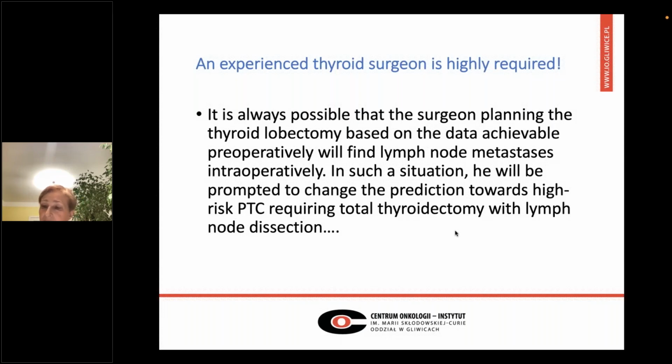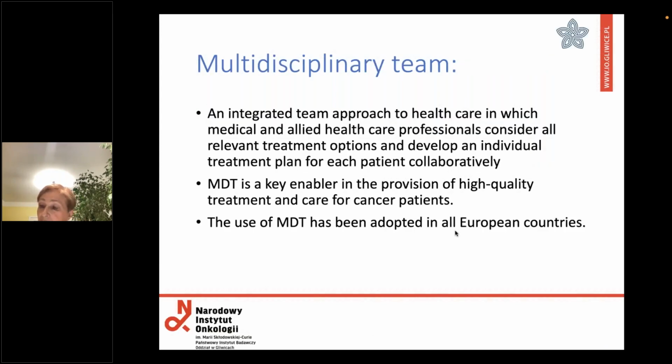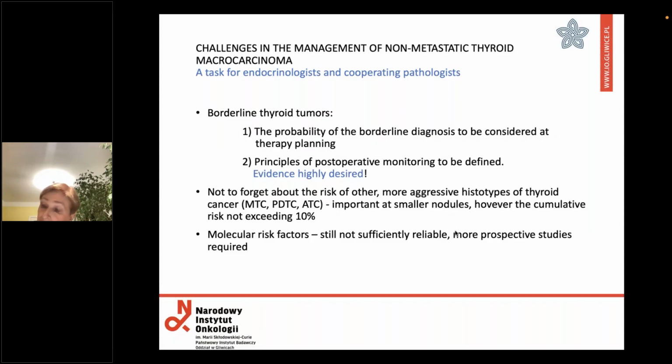That is why we insist that a malignant thyroid nodule should be operated on by an experienced thyroid surgeon who performs at least 50 surgeries per year. Such a center is supported certainly by a multidisciplinary team, which involves an experienced thyroid pathologist who knows how to differentiate thyroid cancers from borderline tumors. And Eva showed us how challenging a task it is.